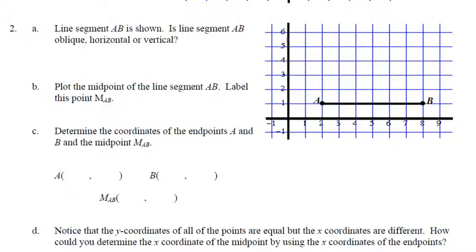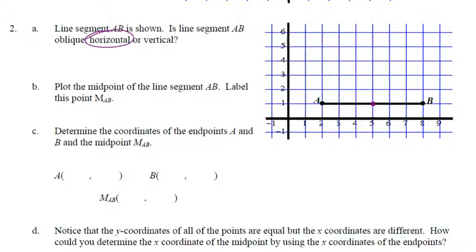Line segment AB is shown. Is line segment AB oblique, horizontal, or vertical? To which I answer yes. But the answer we're really looking for is horizontal, right? Yes. Never ask an or question where one of them is true, but anyways. Plot the midpoint of line segment AB. Where is it? It's in the middle, so it's pretty fine.